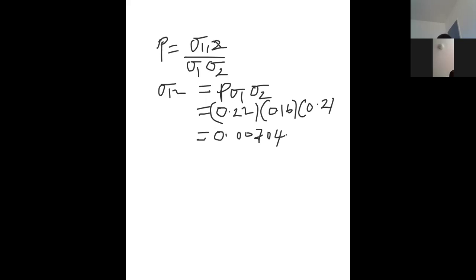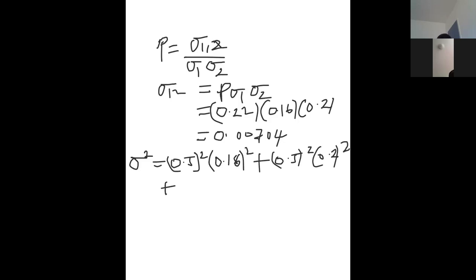Now let's come to the volatility. So the formula is this. It's the same as the weight squared, which is 0.5 squared, multiplied by the variance, standard deviation, which is 0.16 squared, plus 0.5 squared multiplied by 0.2 squared, plus 2 times 0.5 times 0.5 multiplied by the covariance, which represents what we have here, which is 0.00704.